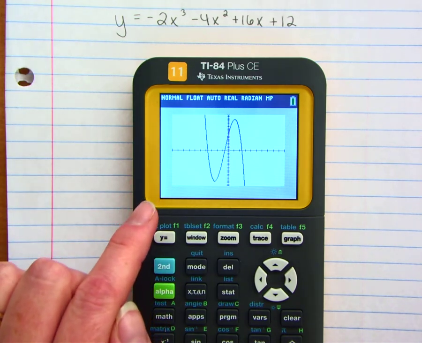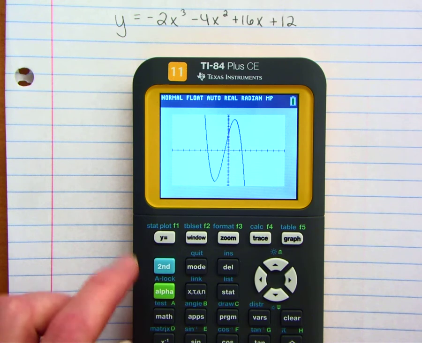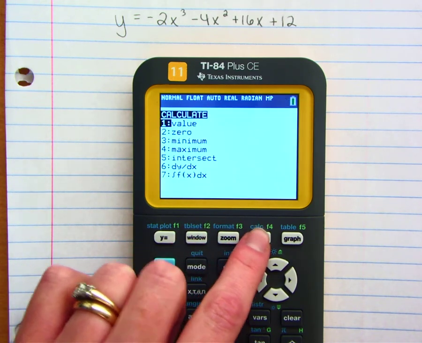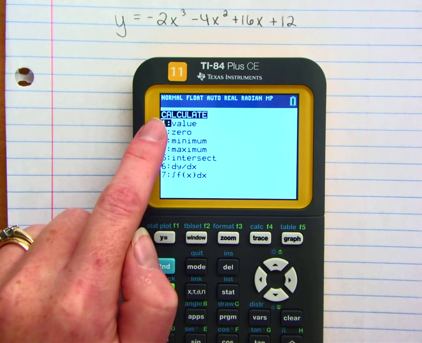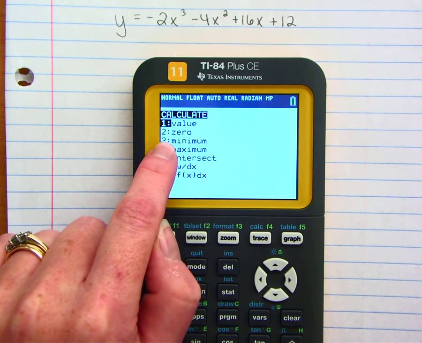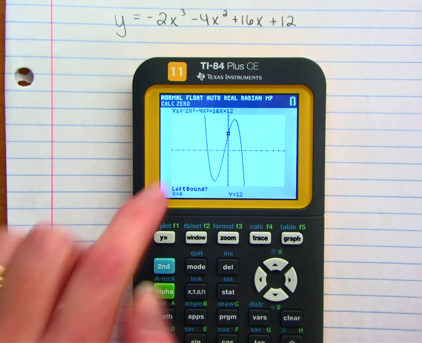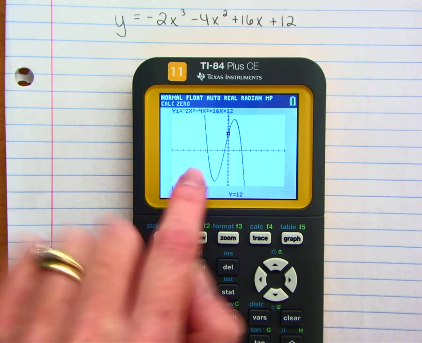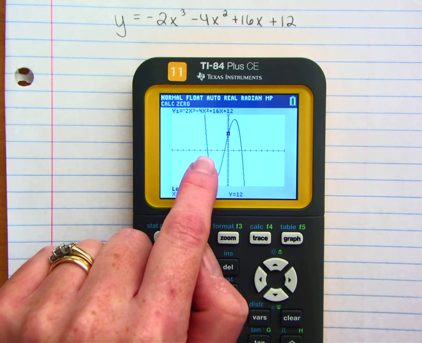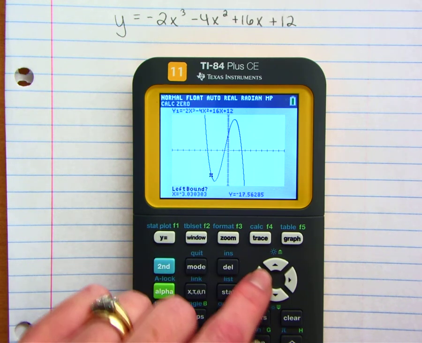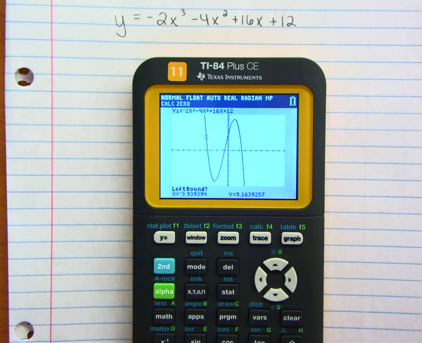So now after we find the window, the next step is to find the zeros. To find the zeros, we're going to hit the second button and then trace. And it brings us to this menu that says calculate, and we can see the word zero there, so number 2. So you can scroll down to number 2 and hit enter. And then we're going to find our zeros. The first zero I'm going to identify is the one over here on the left. So it says the left bound. We want to move our cursor to the left side of that zero and hit enter.